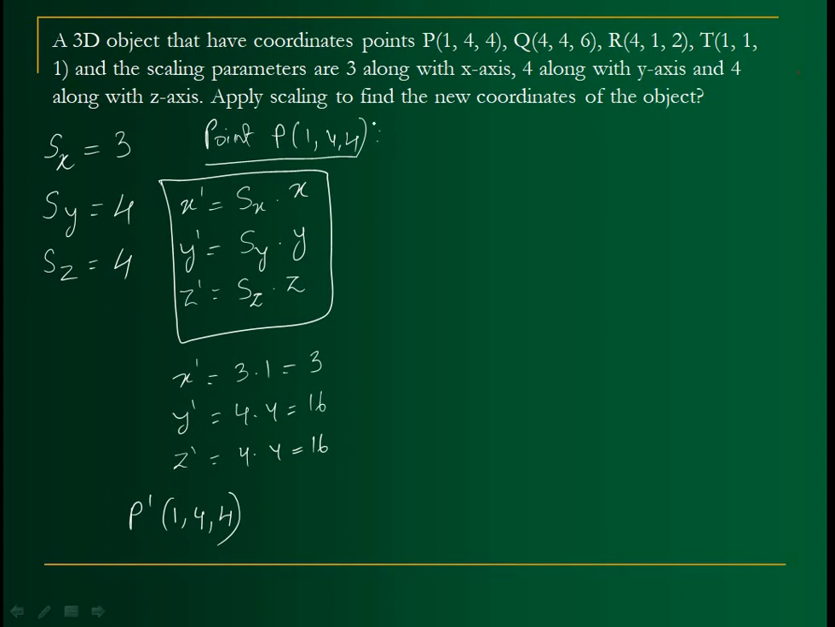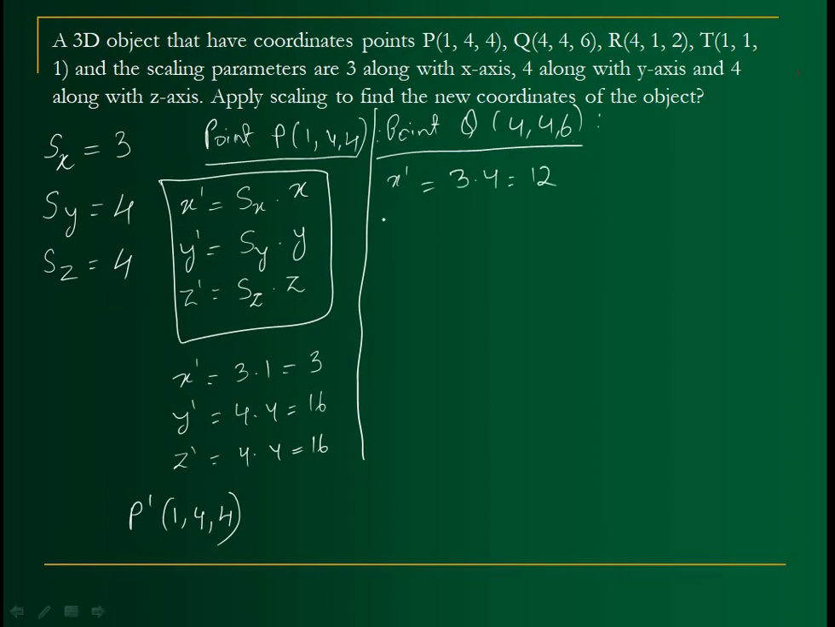Now let us consider point Q, which is (4, 4, 6). X dash equals 3 into 4, which is 12. Y dash equals 4 into 4, which is 16. And z dash equals 4 into 6, which is 24. Now the new point Q dash is 12, 16, and 24.